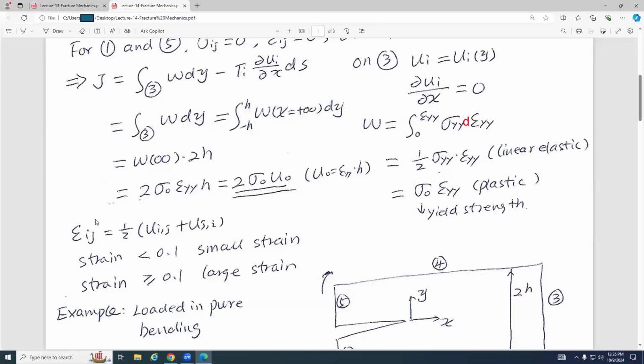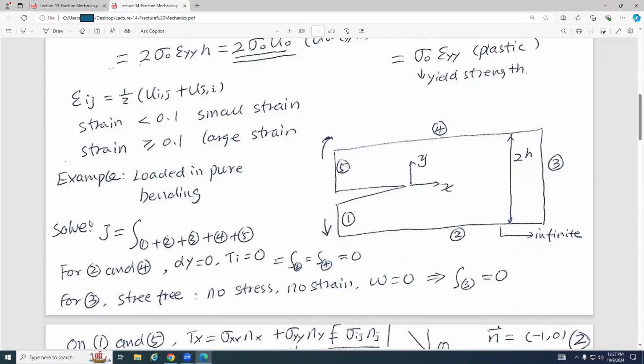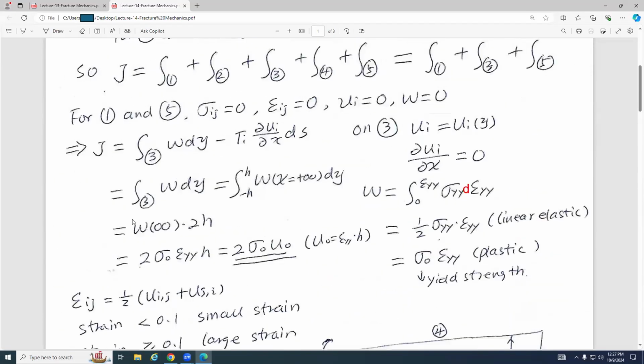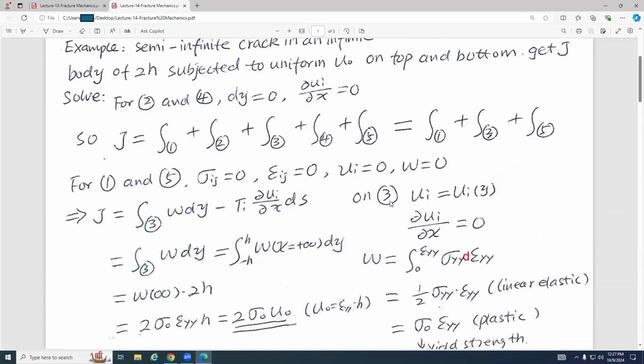Also, I want to write here: this is the kinematic equation I told you guys, right? You just underscore this one. This is called the kinematic equation. The kinematic equation relates the strain to the displacement. Questions? No questions?